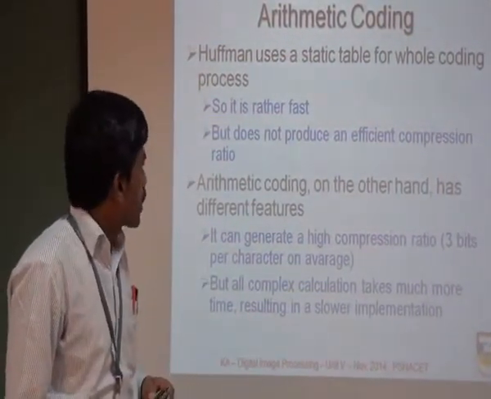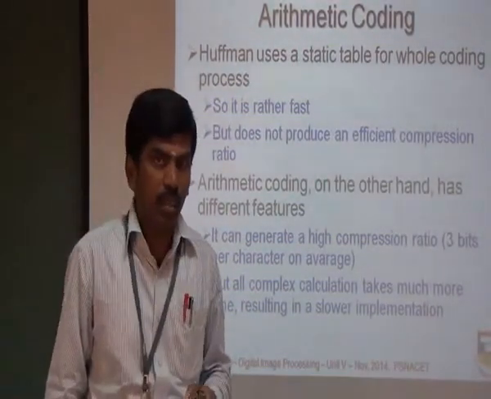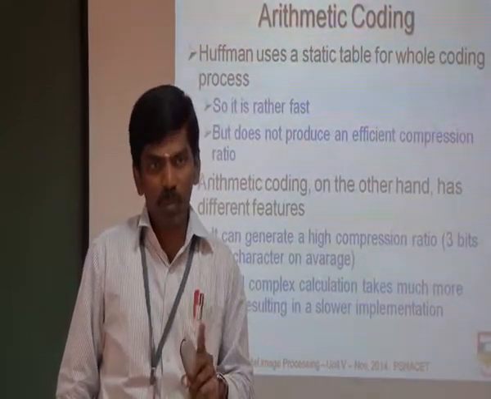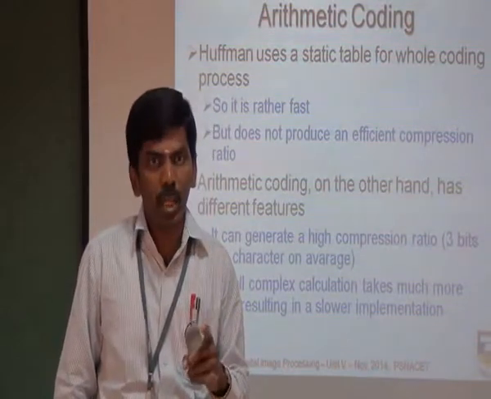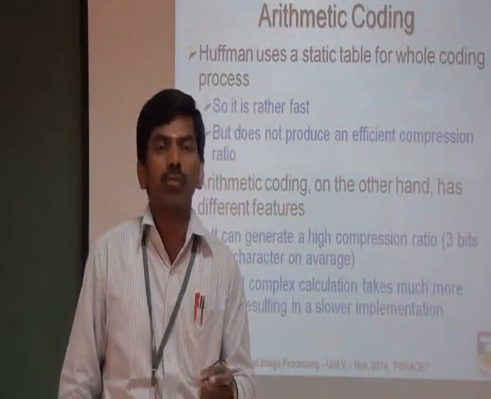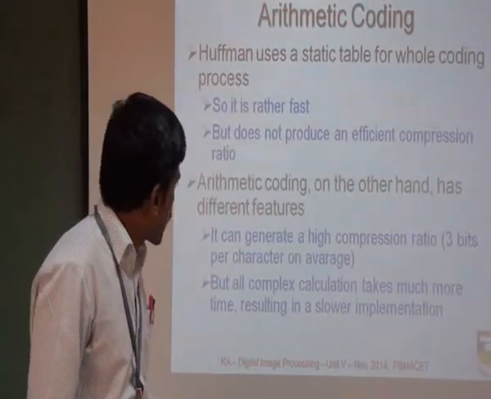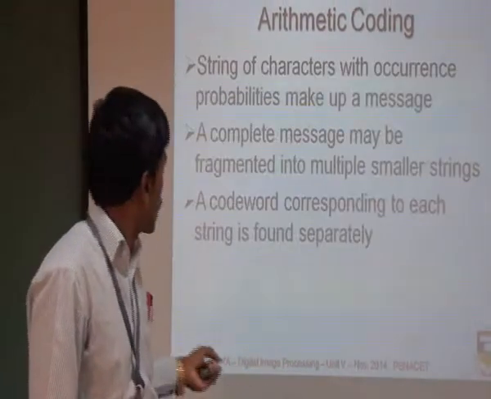Arithmetic code, on the other hand, has a different feature: it can generate a higher compression ratio. We get a higher compression, but one drawback is the response limitation. We get good compression using arithmetic code, but it is a slow response. All the complex calculation takes much more time, resulting in slower implementation.